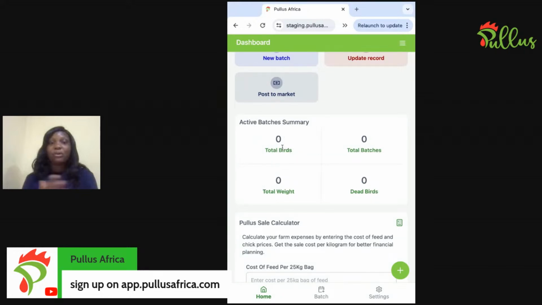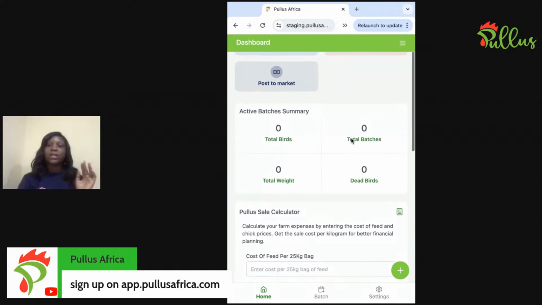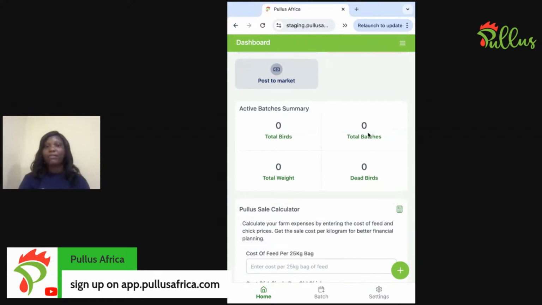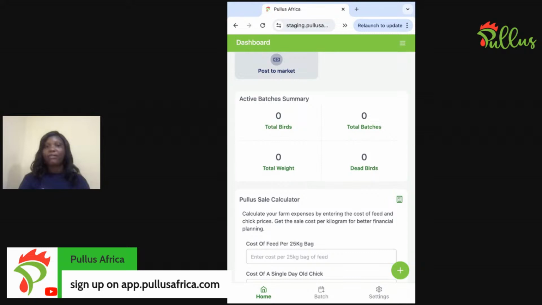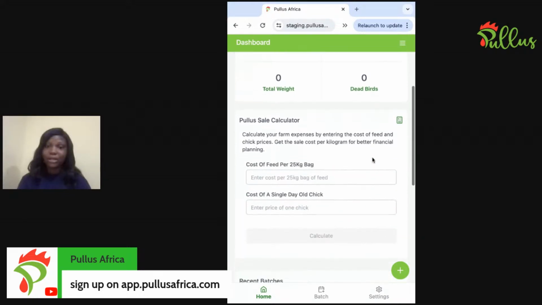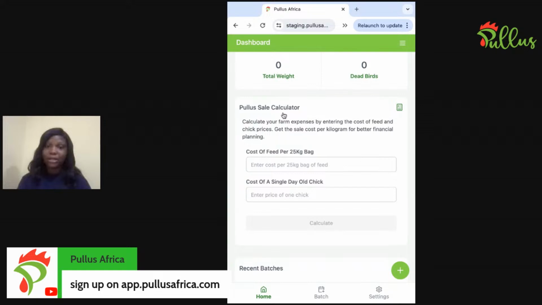You see that here. We'll see that when we practice how to create a new batch. The total number of batches you have, you see that here. The total weight of your birds, you see that here. You will also see the total number of dead birds you have here. Now let's move to the pull sales calculator.